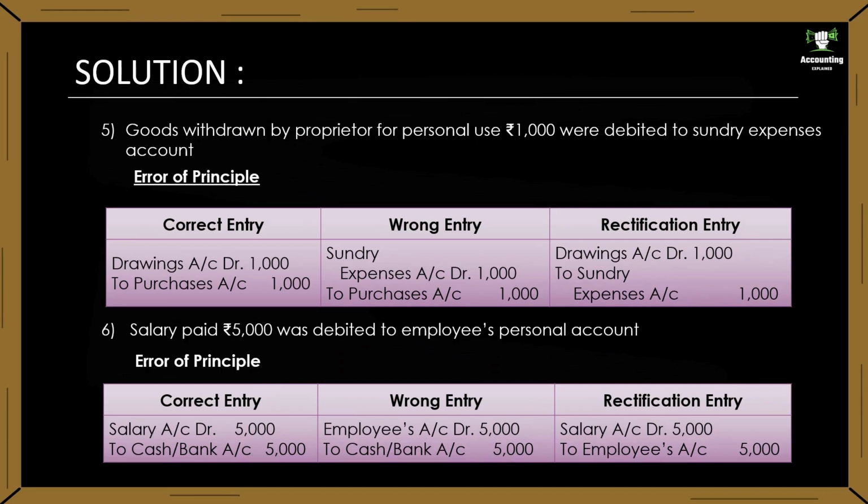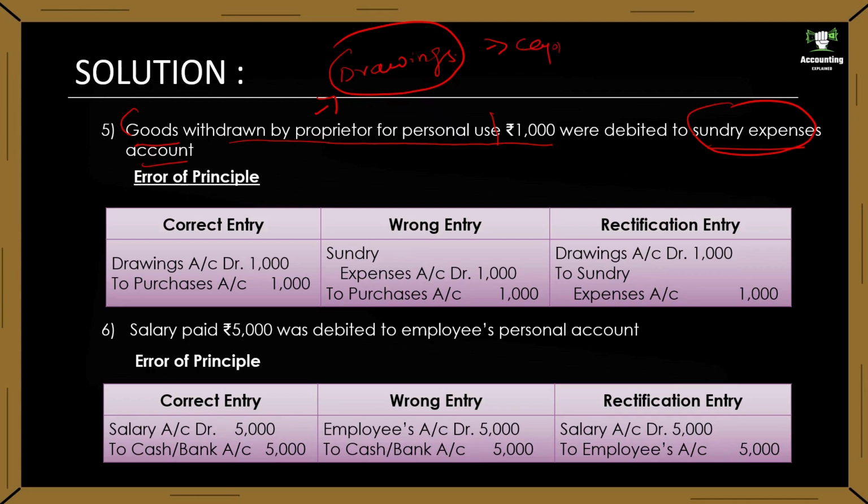Dear students, the next transaction is goods withdrawn by proprietor for personal use, rupees 1000, were debited to sundry expenses account. Goods withdrawn by proprietor for personal use means drawings. Okay. Instead of taking it to the drawings, they have taken it to the sundry expenses. Drawings is capital in nature, whereas sundry expenses is a revenue expense. So this is an error of principle.